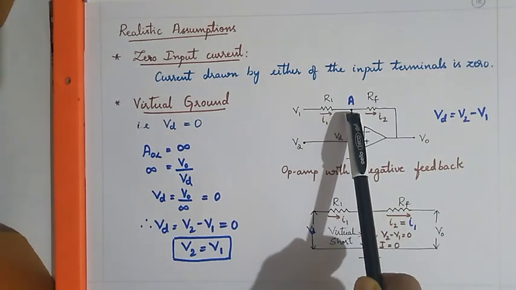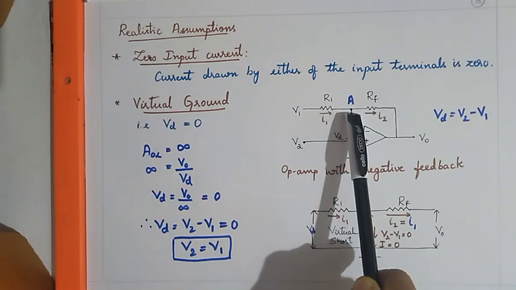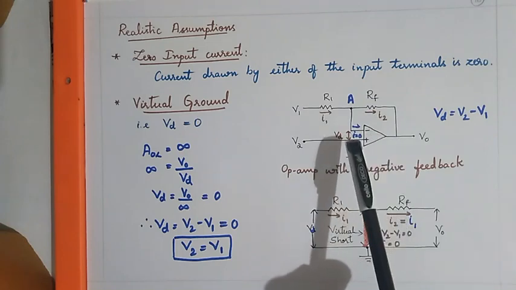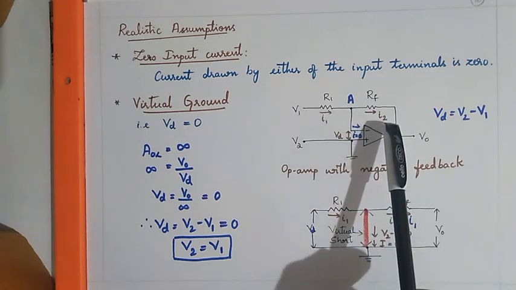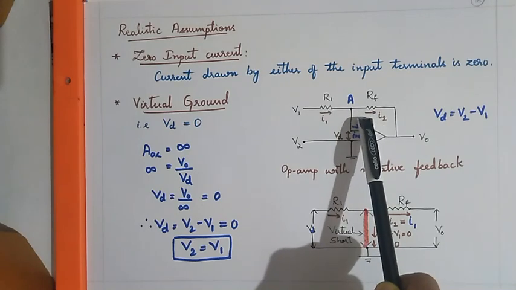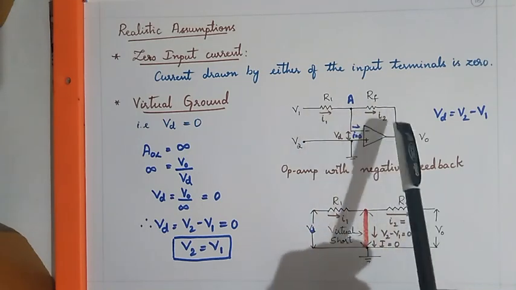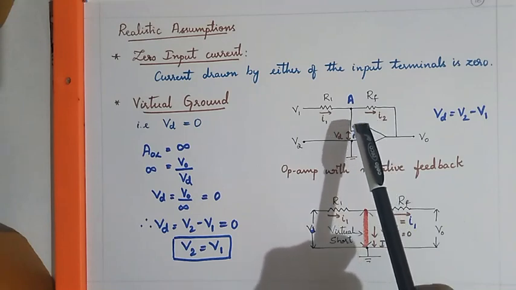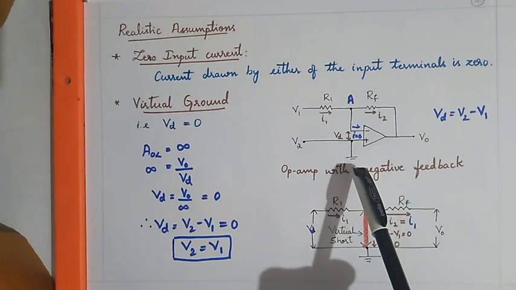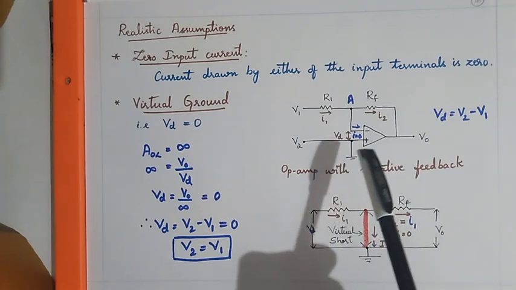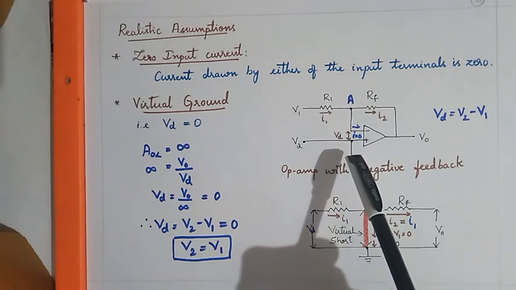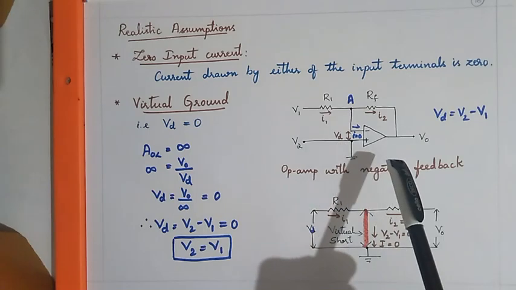So the voltages at this point, that is at node A, the input V1 and a part of the output which is in antiphase, that is of opposite polarity, tend to cancel out each other. Hence the voltage at this point appears to be equal to 0, and V2 is connected to ground. Because the differential voltage is equal to 0, it states that V1 is equal to V2.